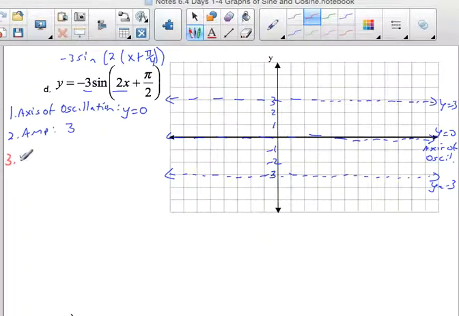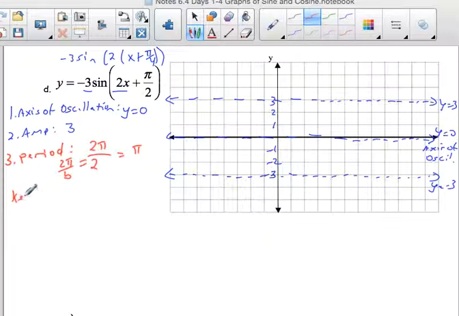The next thing I want to determine is the period. A period is normally 2 pi, but here we have a horizontal dilation, actually a shrink. So the period is going to be 2 pi over 2 in this case, which is pi. Remember, the period is 2 pi over b, where b is the coefficient of x.